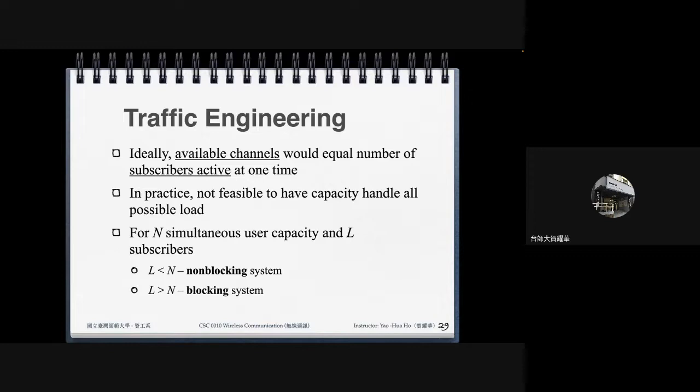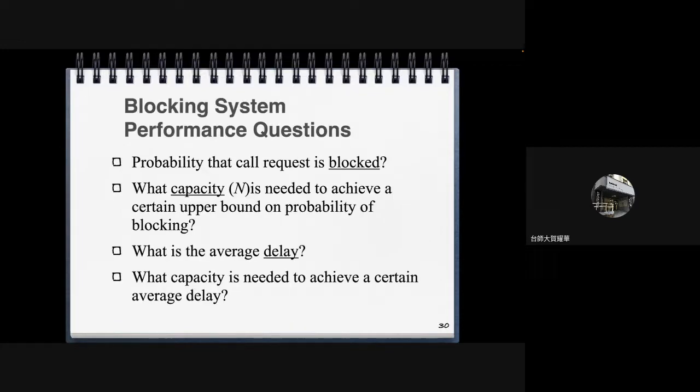if L is less than N, meaning I have enough system capacity to handle the number of subscribers, then this is a non-blocking system. However, if I have more subscribers than the capacity N of the system, then this is what we call a blocking system. It means there's a chance a subscriber will get blocked due to the system capacity. Most systems are blocking systems, because they assume that not all the subscribers will use the network at the same time.